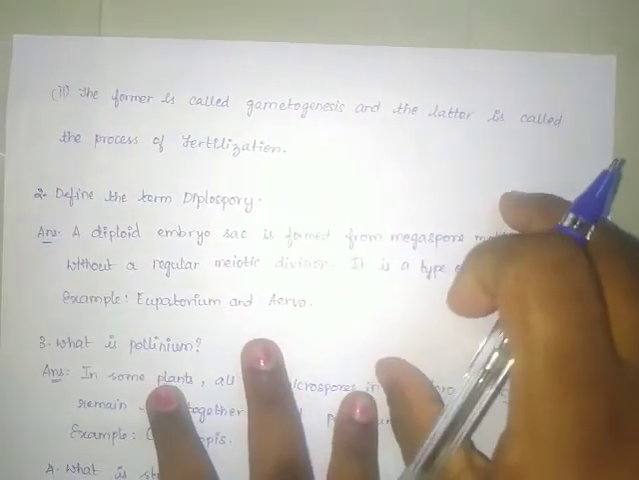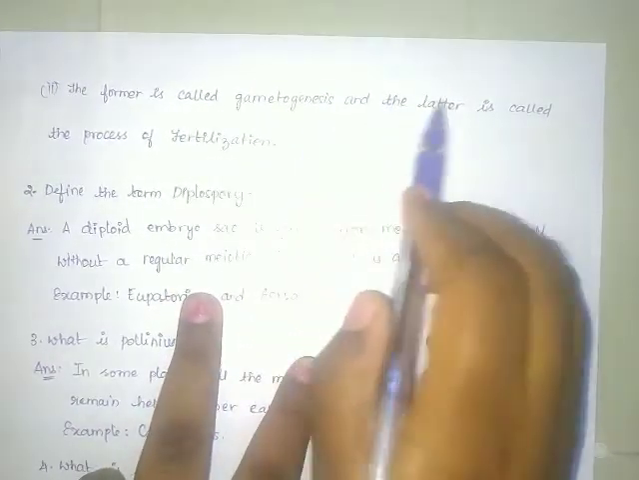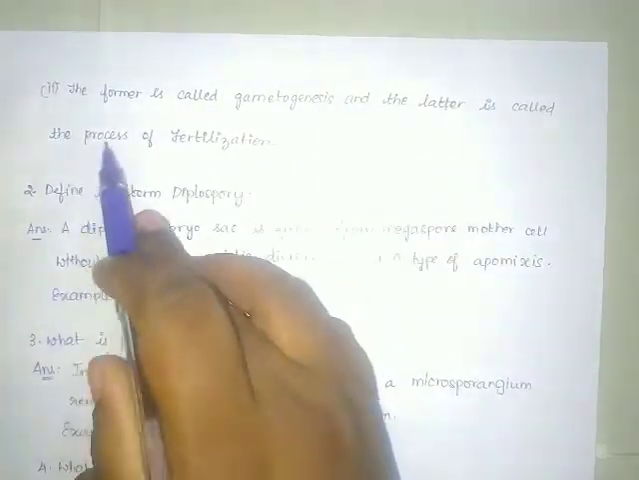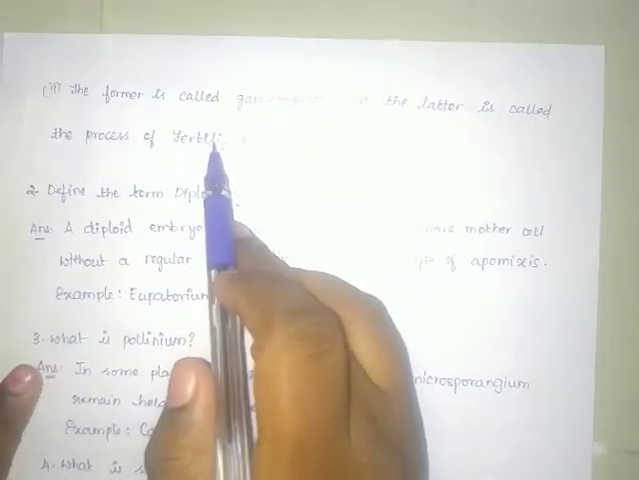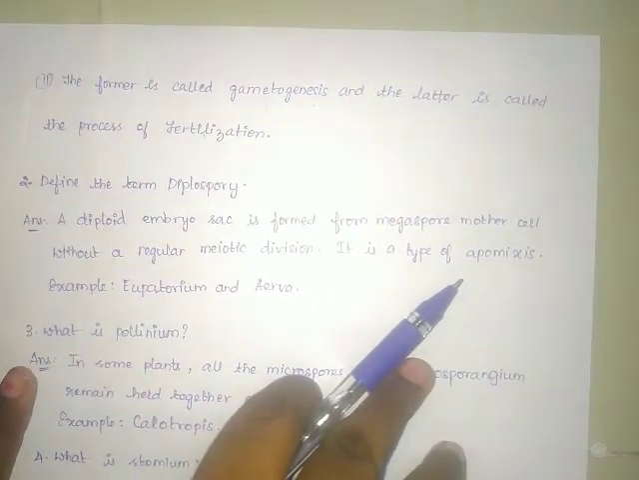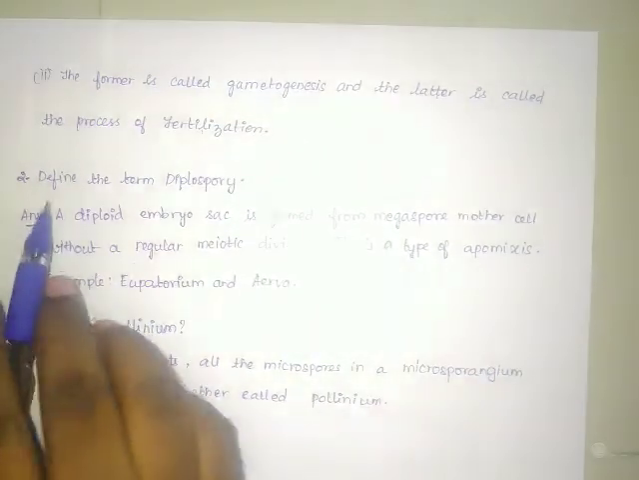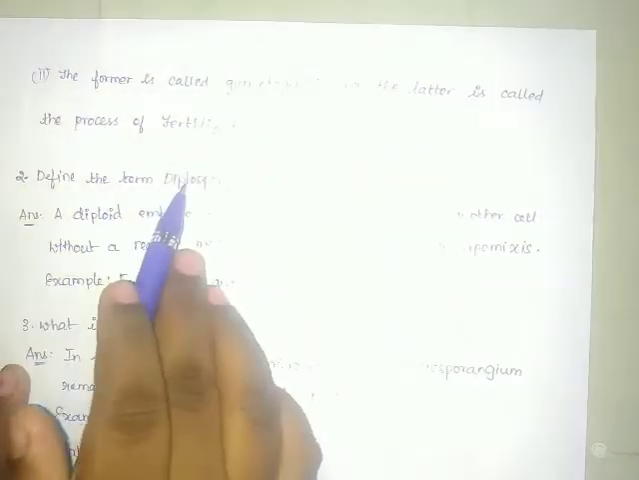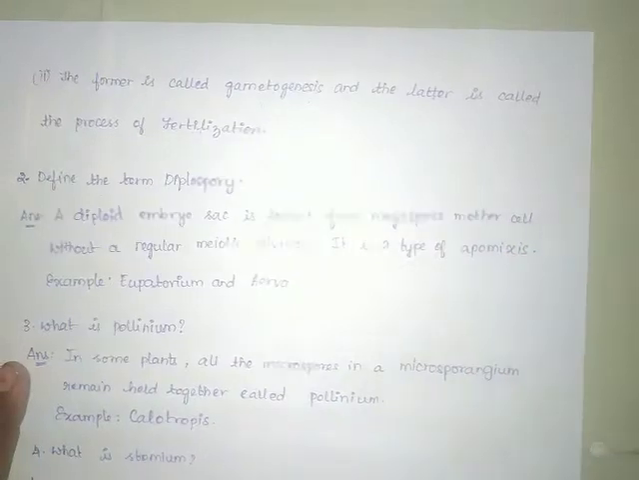this is the second point. The former is called gametogenesis and the latter is called the process of fertilization. This is the second point for sexual reproduction. Next, second question, define the term diplospory.